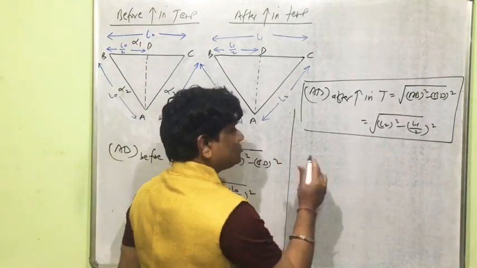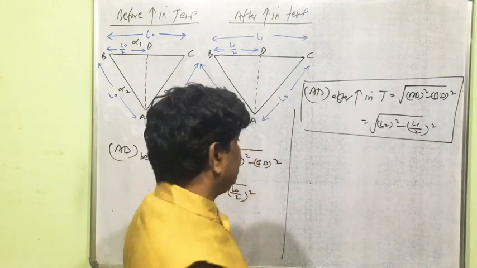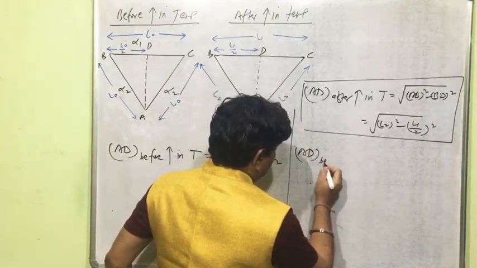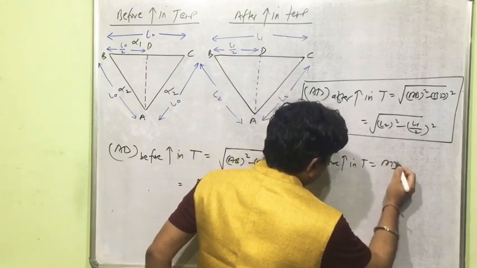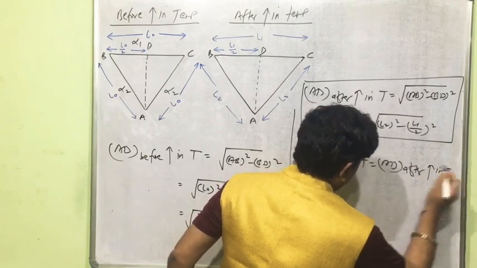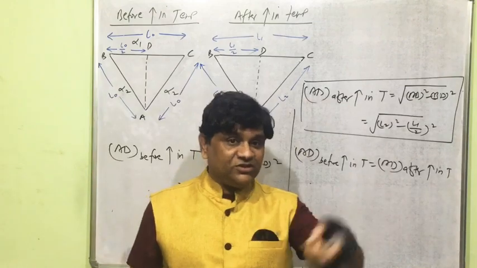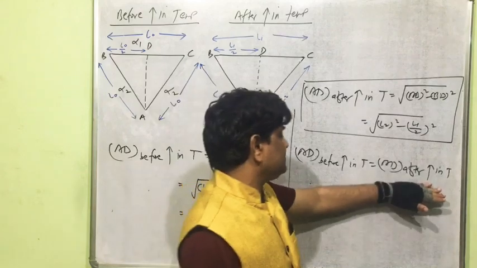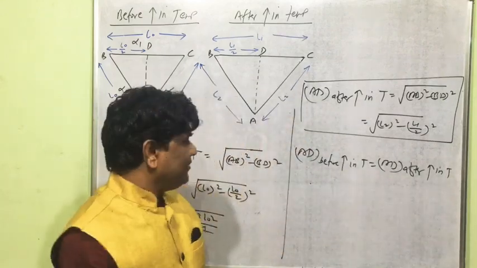Now according to the question, AD does not change with increase in temperature. So we can take AD before rise in temperature must be equal to AD after rise in temperature. So this should be clear in class here. AD does not change with increase in temperature. So this is the AD before rise in temperature, here is AD after rise in temperature. Both are equating.